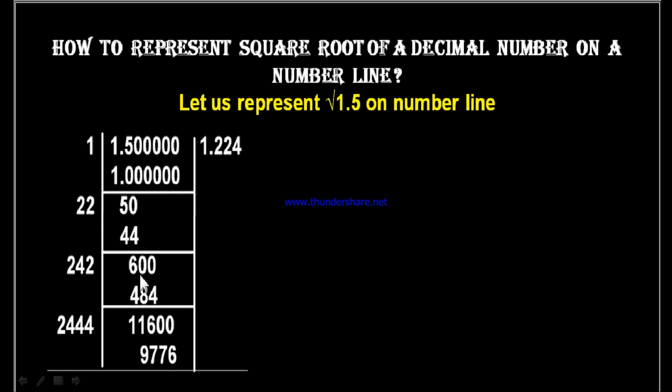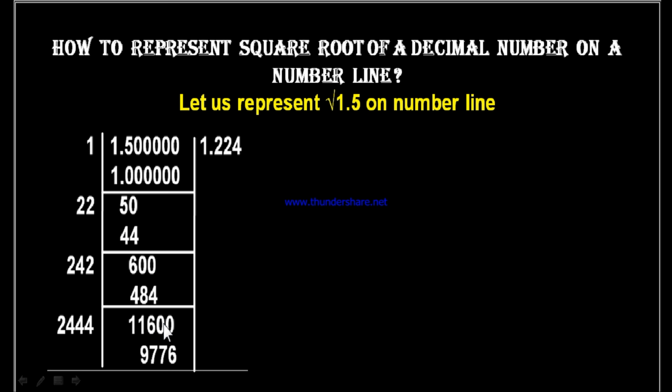Next, write the next 2 digits, 2 zeros. 600 now. We have 1.2. You forget about the point, the value is 12. You multiply this 12 with 2, that is 24. If we write 3 here and there also, and multiply this 243 with 3, it will be more than 600. Therefore, you write 2 there and here also, and you multiply 242 with this 2. 2 into 242 is 484. If you subtract, you will get 116 as the remainder.